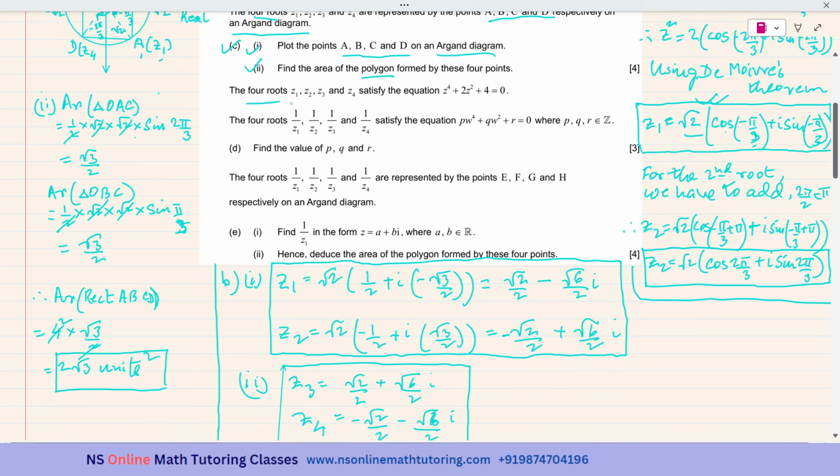The 4 roots Z1, Z2, Z3 and Z4 satisfy the equation Z to the power of 4 plus 2 Z square plus 4 equal to 0. It is a quadratic equation in Z square and there are these 4 roots. Okay. The 4 roots 1 over Z1, 1 over Z2, 1 over Z3 and 1 over Z4 satisfy the equation P W to the power of 4 plus Q W square plus R equal to 0, where P, Q and R are integers. Subpart D is saying find the value of P, Q and R.